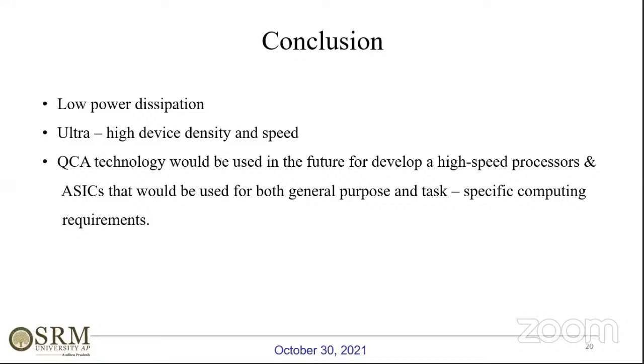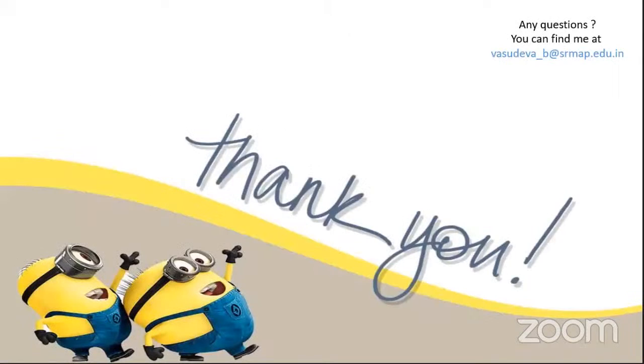Conclusion: low power dissipation, ultra high device density and speed. When implementing QCA digital circuits, we reduce the power dissipation and energy dissipation, and we focus on increasing the speed of the circuit. QCA technology would be used in future to develop high-speed processors and ASICs that would be used for both general purpose and task-specific computing requirements.